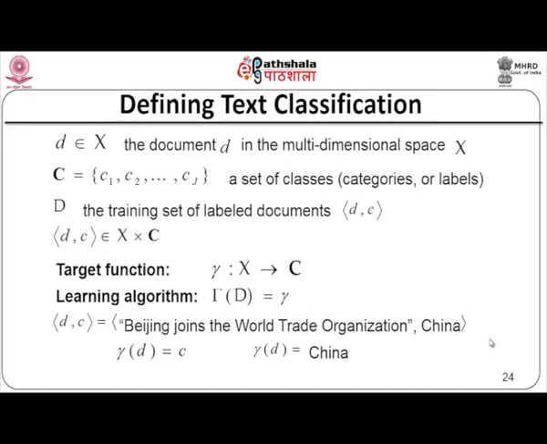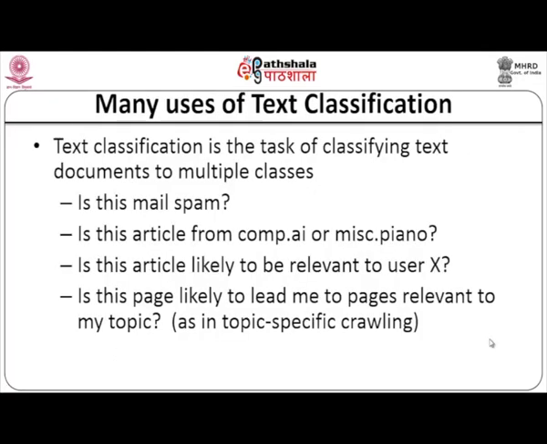For example, "Beijing joins the World Trade Organization," comma, China. So, that is the class. The class here is China, and the document has class C. Now, there are many uses of text classification. Text classification is the task of classifying text documents into multiple classes.